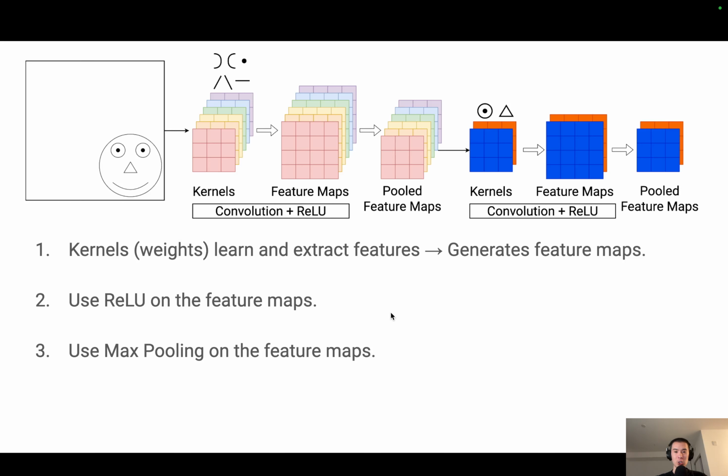So here's our new understanding of a CNN. Kernels, which are weights, learn and extract features, which generates feature maps. Use ReLU on the feature maps so that we learn nonlinear data. Use max pooling on the feature maps for compression.